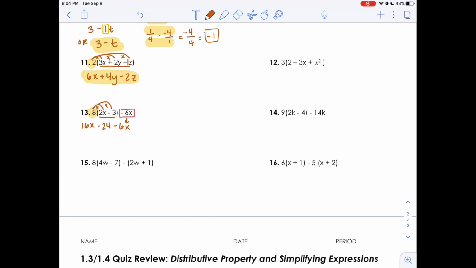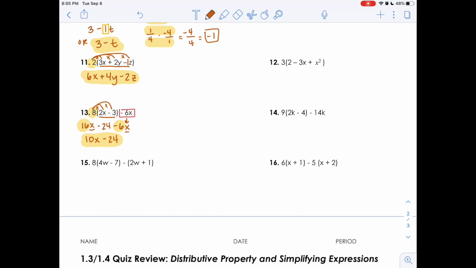I want to check and see if I can simplify further. I have 16x minus 24 minus 6x. Well, I have 2 terms that have an x. So yes, I can combine these. I have a 16 and a negative 6. So 16 minus 6 is 10x. And then this negative 24 just drops down. These are not like terms, so this is completely simplified.